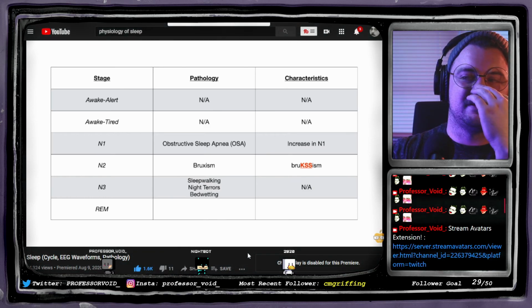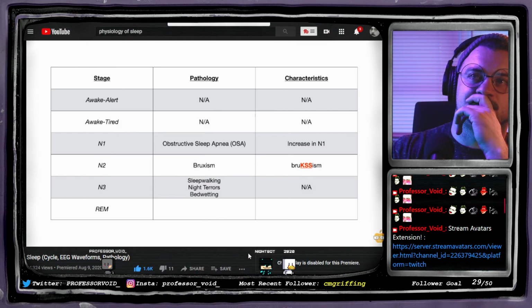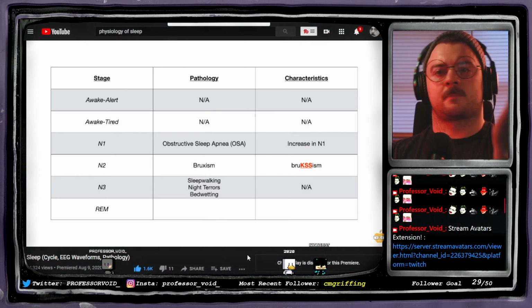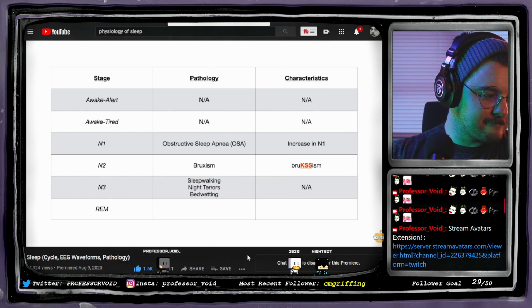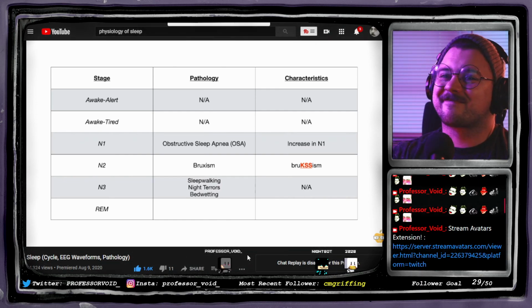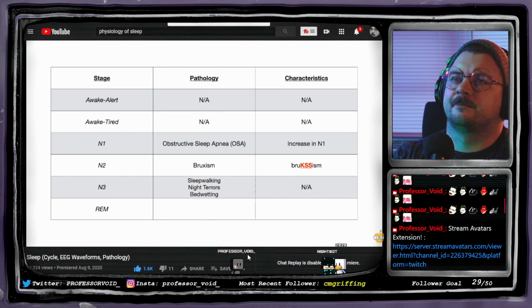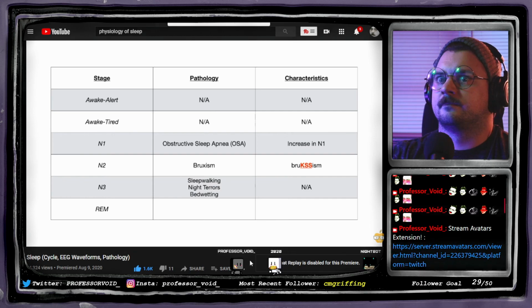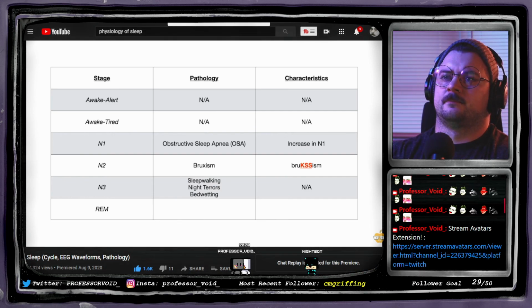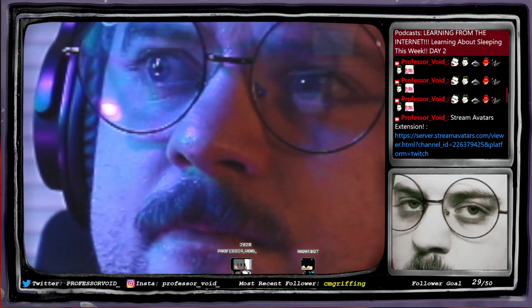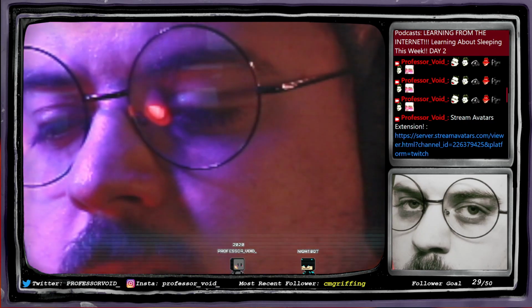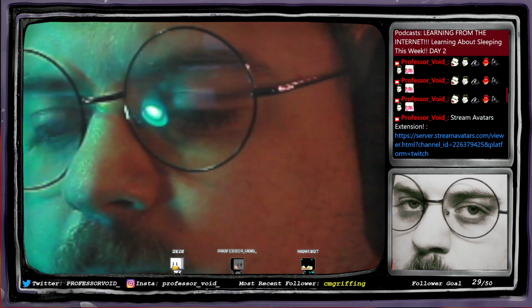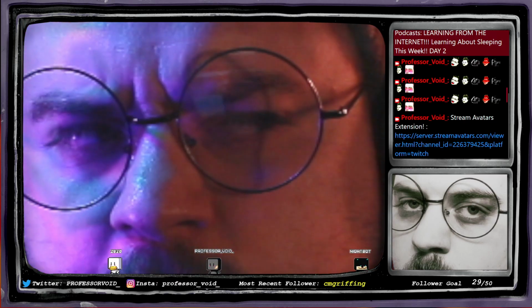Mnemonic here, but it kind of makes sense if you think about N3 being the deepest stage of sleep, while sleepwalking, night terrors, and bedwetting, all of those things classically happen in people that have no recollection of it happening. And the reason that they have trouble remembering it is because they're in the deepest stage of sleep. Now, it's not depicted on this slide, but this is also the stage of sleep where if you get woken up out of N3, you have something called sleep inertia.